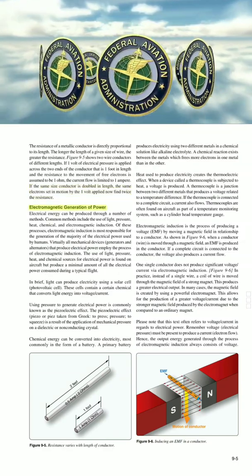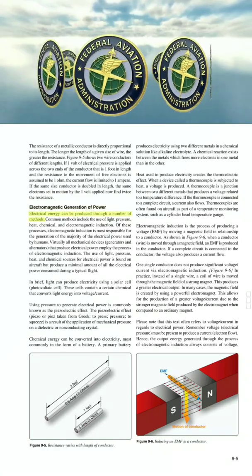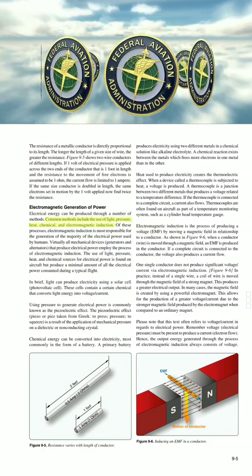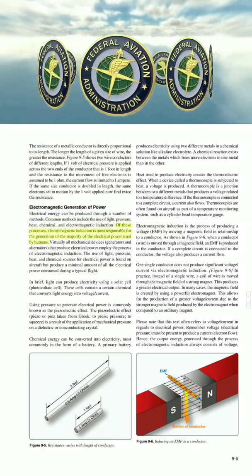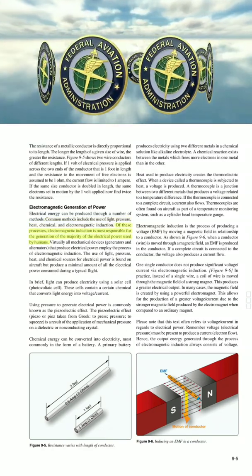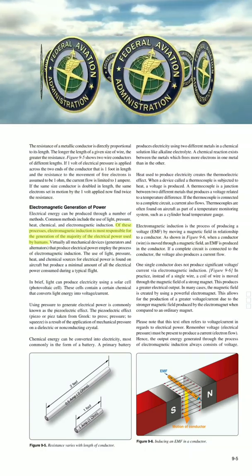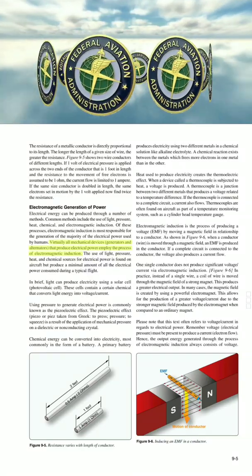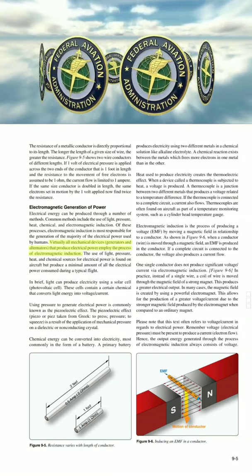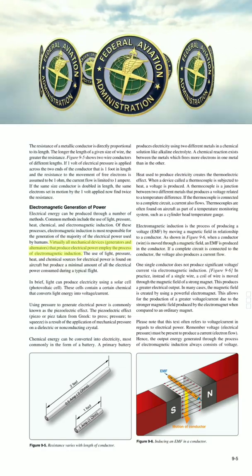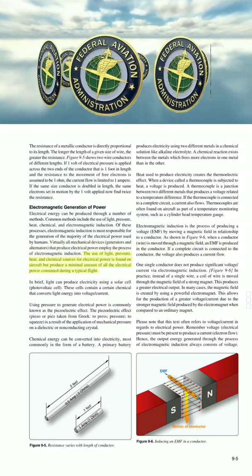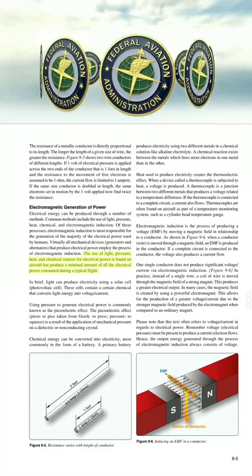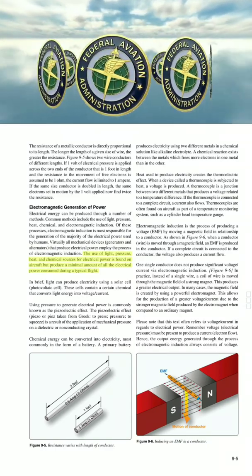Electromagnetic generation of power. Electrical energy can be produced through a number of methods. Common methods include the use of light, pressure, heat, chemical, and electromagnetic induction. Of these processes, electromagnetic induction is most responsible for the generation of the majority of the electrical power used by humans. Virtually all mechanical devices, generators and alternators, that produce electrical power employ the process of electromagnetic induction. The use of light, pressure, heat, and chemical sources for electrical power is found on aircraft, but produce a minimal amount of all the electrical power consumed during a typical flight.